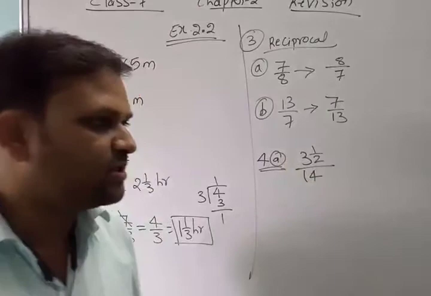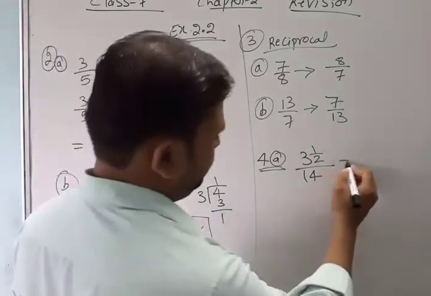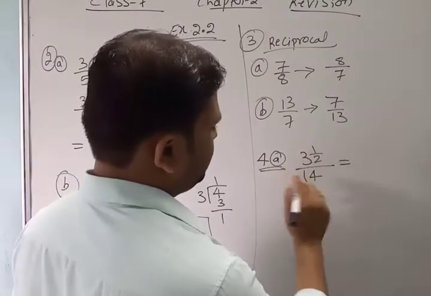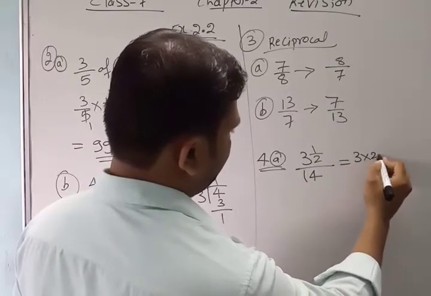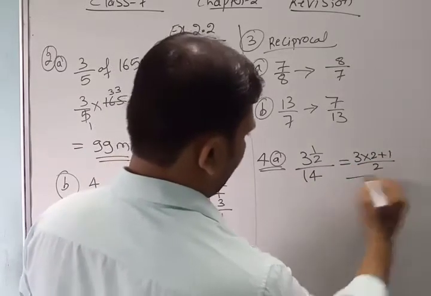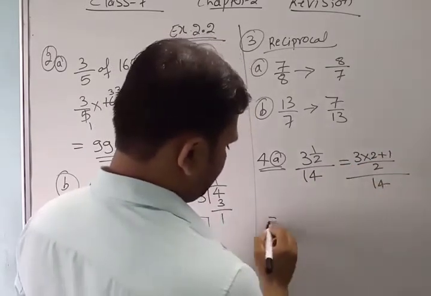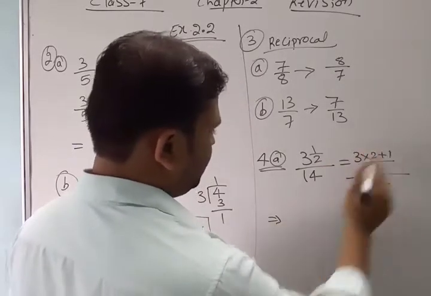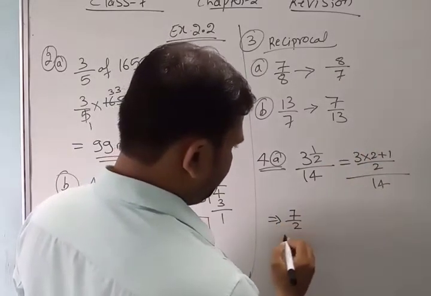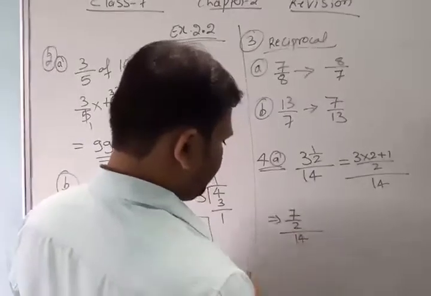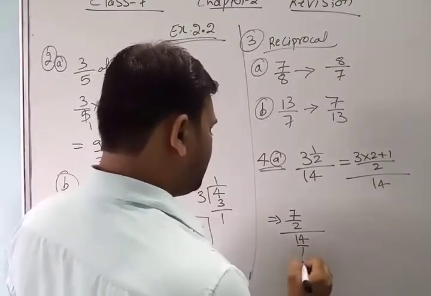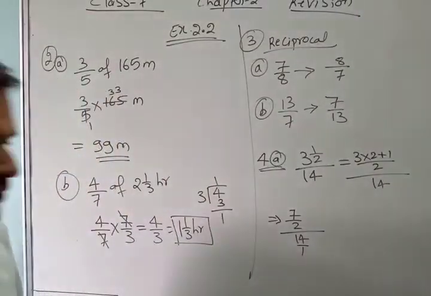Firstly convert mixed fraction to fraction. How? 3 twos are 6, 6 plus 1 is 7. ये लिखा जाता है 3 into 2 plus 1 upon 2 all upon 14. So it is written as 7 by 2 all upon 14. Now 14 के upon में कुछ नहीं होता है, so put 1. It is written as 14 upon 1.